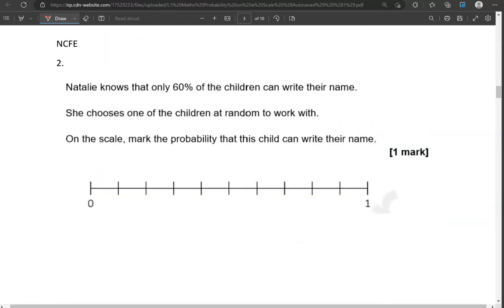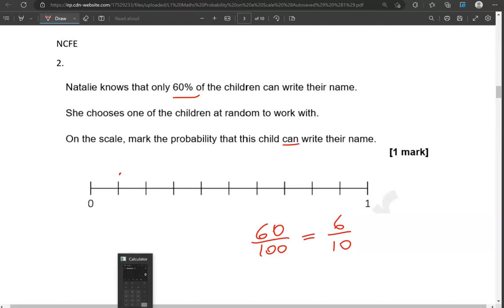Natalie knows that only 60% of the children can write their name. She chooses one of the children at random to work with. On the scale, mark the probability that this child can write their name. So that is 60% probability. 60%, that is 60 out of 100. And that is also 6 out of 10. So we're going 1, 2, 3, 4, 5, 6.